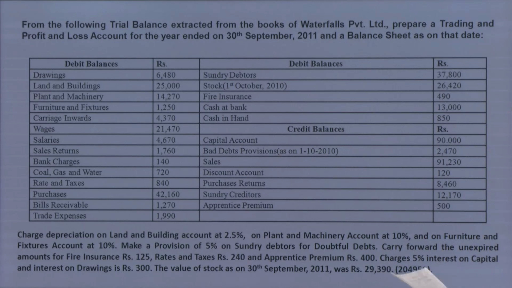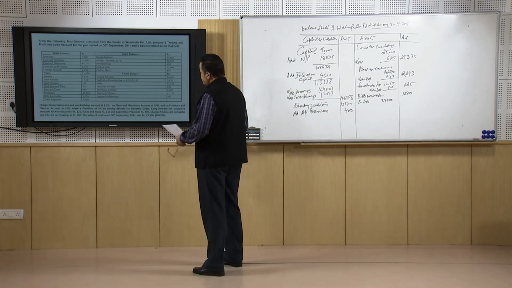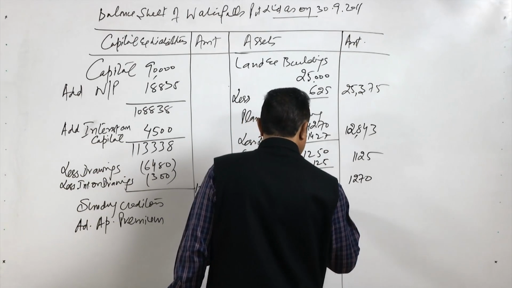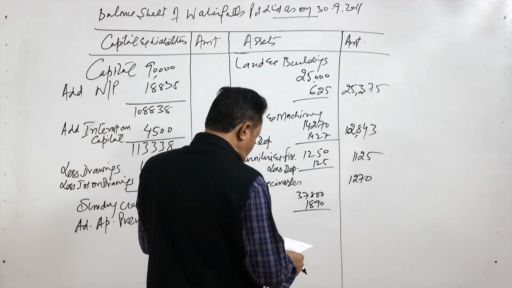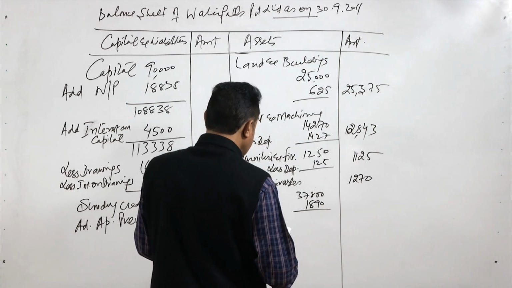So we have made the provision of 5% on sundry debtors, and that amount we have already worked out, that is, the provision for sundry debtors is 1890. We have to subtract it because your sundry debtors have come down by this, or may come down by this. So this is the sundry debtors.